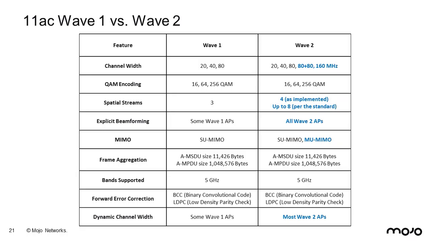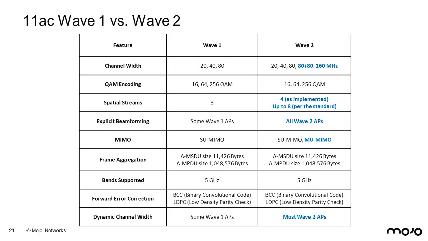Frame aggregation, no change there. Bands supported, no change. Forward error correction, no change. And then dynamic channel width. Not all wave 1 APs supported dynamic channel width. I'm hopeful, though I don't know for sure, that all wave 2 APs support it. The C120 certainly does. That's where you configure an 80 megahertz channel, but if only the primary 20 megahertz is available, the AP will transmit on the primary 20 megahertz. Or if only the primary 40 megahertz is available, the AP will transmit on the primary 40 megahertz. So it's dynamic. If the whole 80 megahertz channel is available, then it will do 80 megahertz, and it can do it packet by packet.